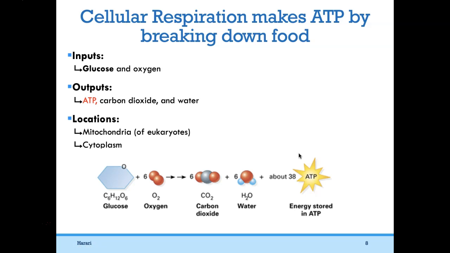This occurs in the mitochondria of eukaryotes and the cytoplasm. Obviously, bacteria don't have mitochondria, so they do all of respiration in their cytoplasm. But we have cell respiration occurring partially in our cytoplasm and partially in our mitochondria.